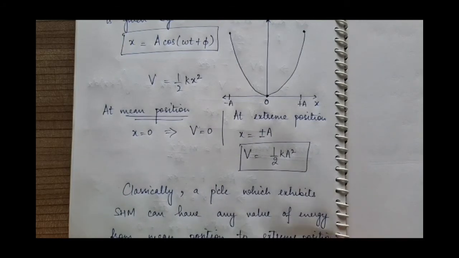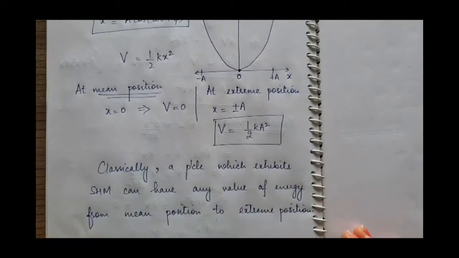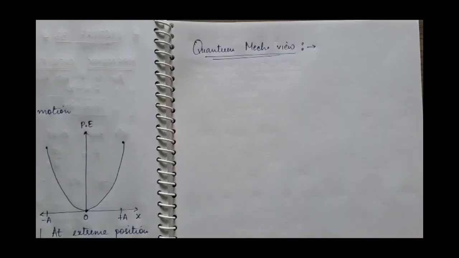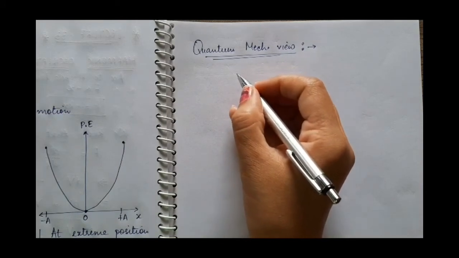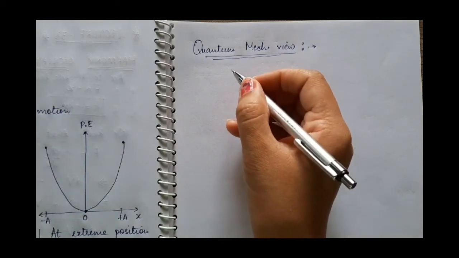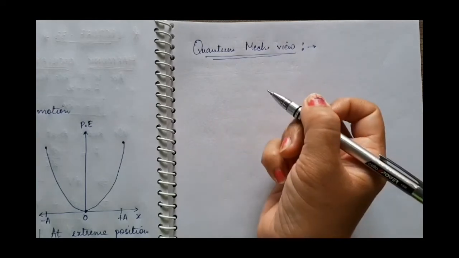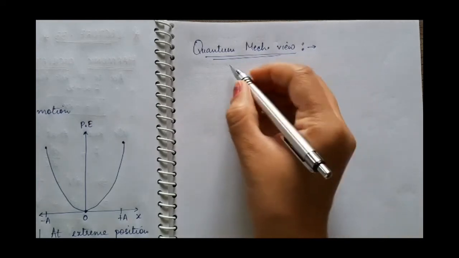Now we will discuss the quantum mechanical point of view. As we have derived the expression for the potential energy of a particle which exhibits simple harmonic motion, that is equal to half kx square. It means V is independent of t, so we will use the time independent Schrödinger wave equation in one dimension. Why? Because V depends upon x only.